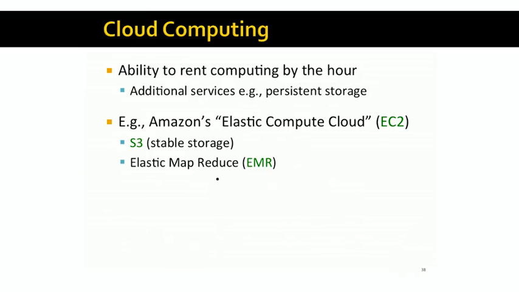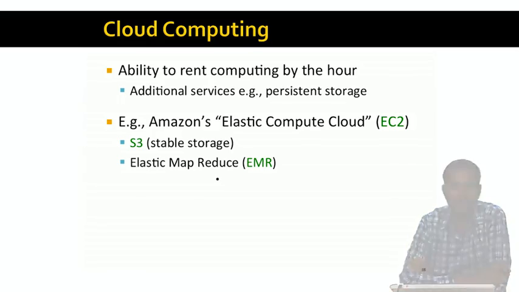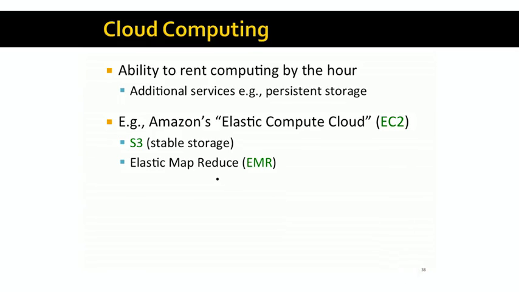Let's finally wrap up by looking at MapReduce in the cloud. Amazon's Elastic Compute Cloud, for example, is one example of a service where you can rent computing by the hour. And Amazon also has an implementation of MapReduce called Elastic MapReduce that you can run in the cloud. This concludes our discussion of MapReduce.